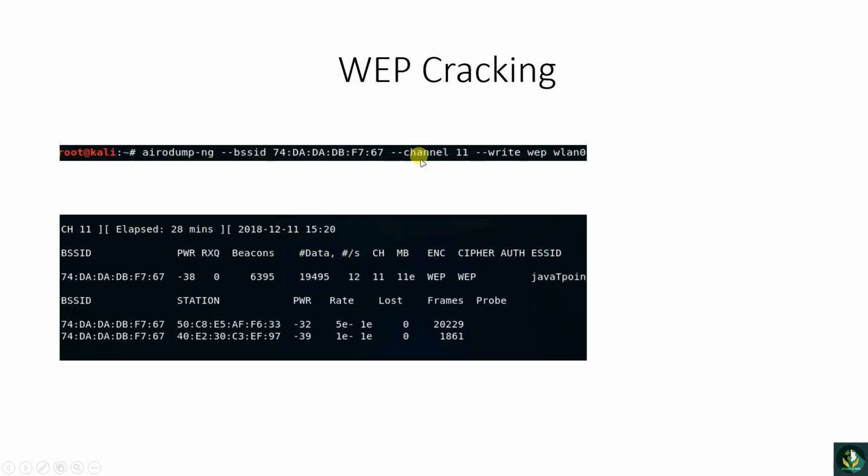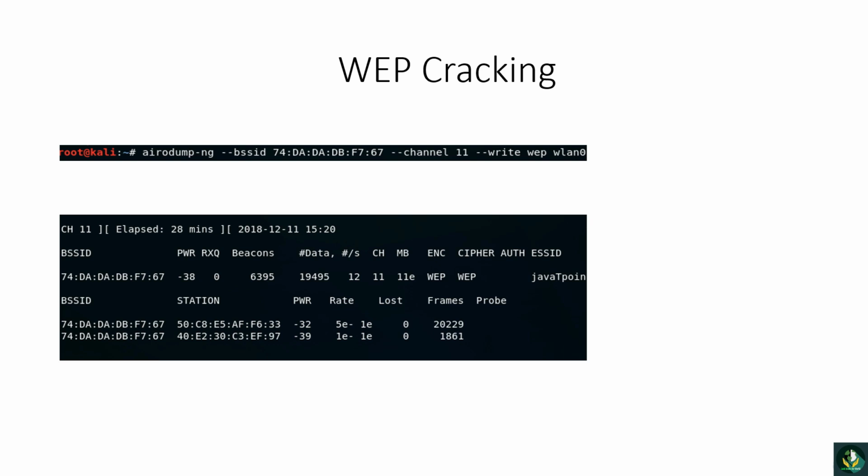We have included the channel number 11, and we add the write option to store all the packets that we capture into a file, which is wep. After running the command, the output will look like this. This is busy network data, and it shows the number of useful packets that contain different IVs, and we can use them to crack the key. If the number is higher, then it is more likely that we can crack the key.